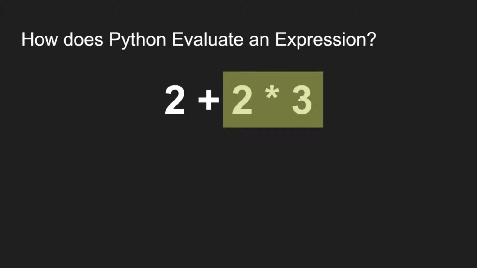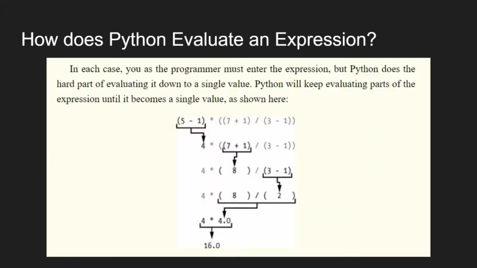The 2 times 3 was evaluated first, which yielded 6. And then once we add 2 plus 6, we get 8. Here's a slightly more complex example, but it's the same idea.